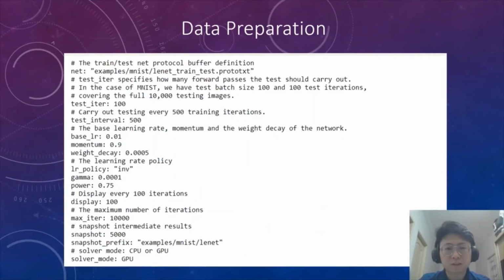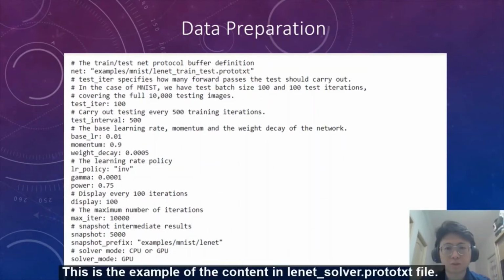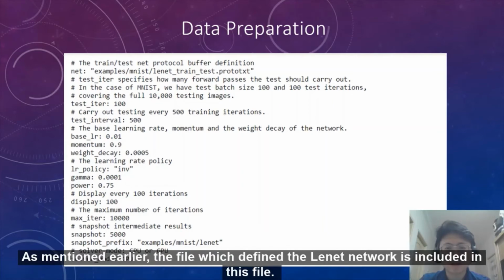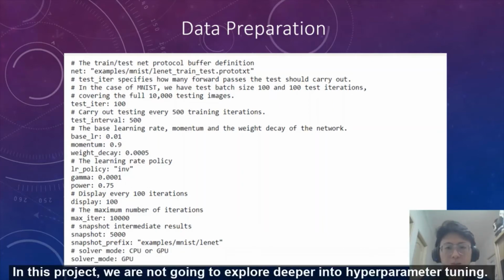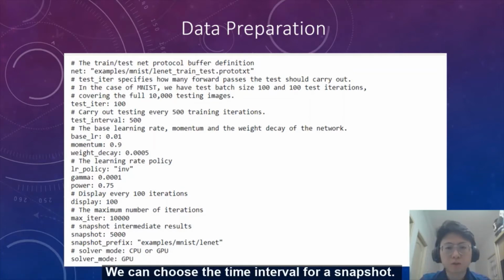This is an example of the content in the LeNet solver prototxt file. As mentioned earlier, the file which defines the LeNet network is included in this file. In this project, we are not going to explore deeper into hyperparameter tuning. We can choose the time interval for snapshots. If anything breaks halfway, we are able to resume the model training through the snapshot we saved. Lastly, we can define the solver mode used, which can be either CPU or GPU.